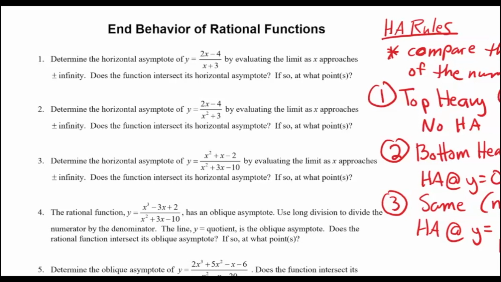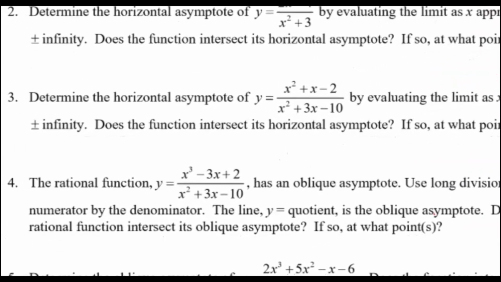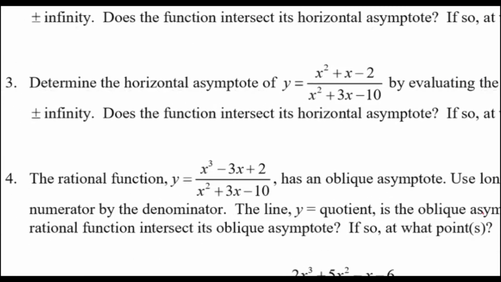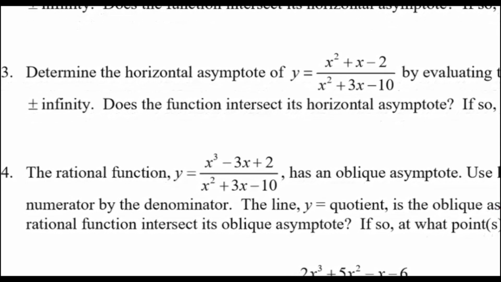And number 3 tells us that we have the function y equals x squared plus x minus 2 over x squared plus 3x minus 10. And we want to find the horizontal asymptote and see if this function intersects its horizontal asymptote or not. First of all, we notice that the powers are the same.